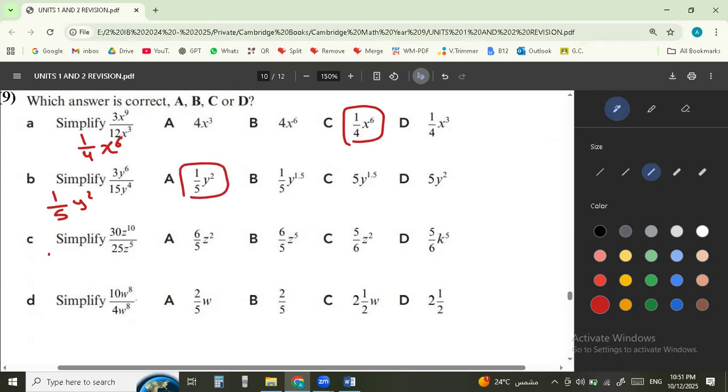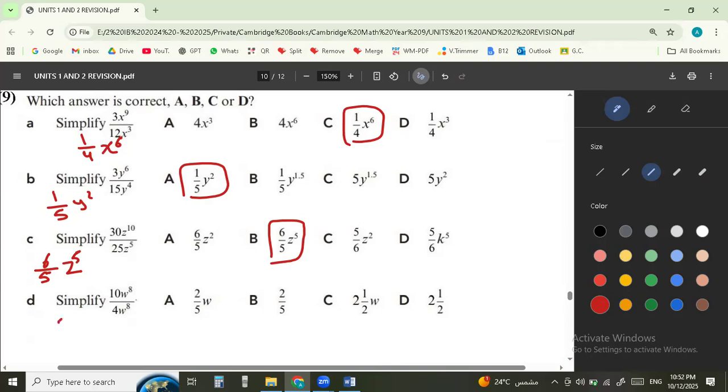Divide by 5 up is 6. Divide by 5 down is 5. So z to the power of 5. 6 over 5, z to the power of 5.